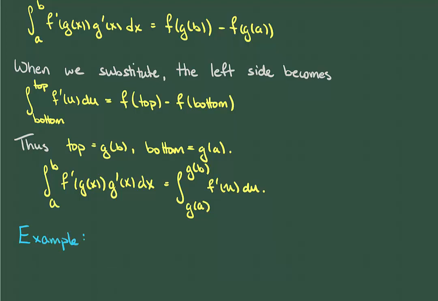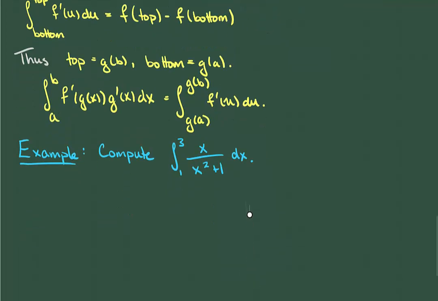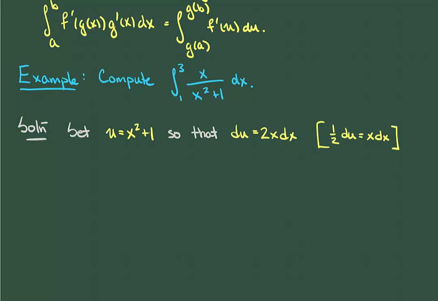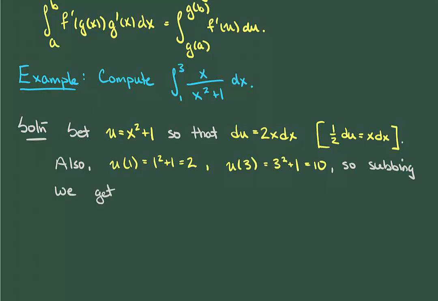Okay, one more example. Let's compute this definite integral. Seeing both x squared and x, we're going to set u to be x squared plus 1. This also makes du 2x dx. Since we're missing the 2, I'm just going to preemptively rewrite the du term. Now we need to evaluate how the bounds will change, so I'm going to plug the bounds into our new variable. This gives us out 2 and 10 as the new bounds. Plugging everything into our integral gives us the following.